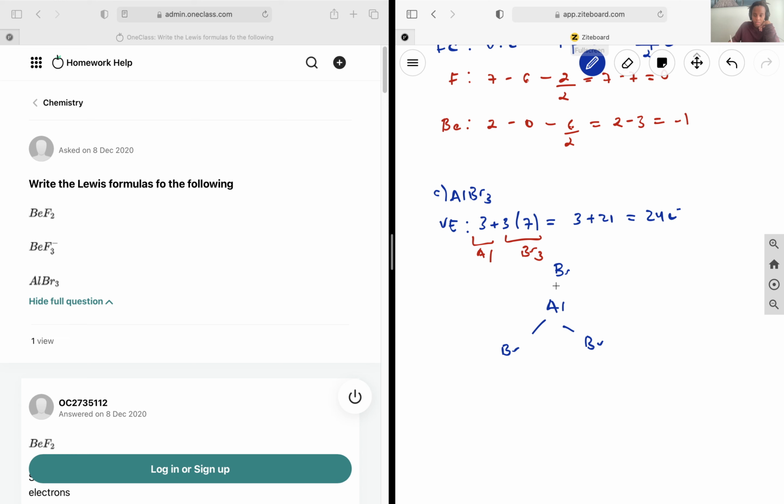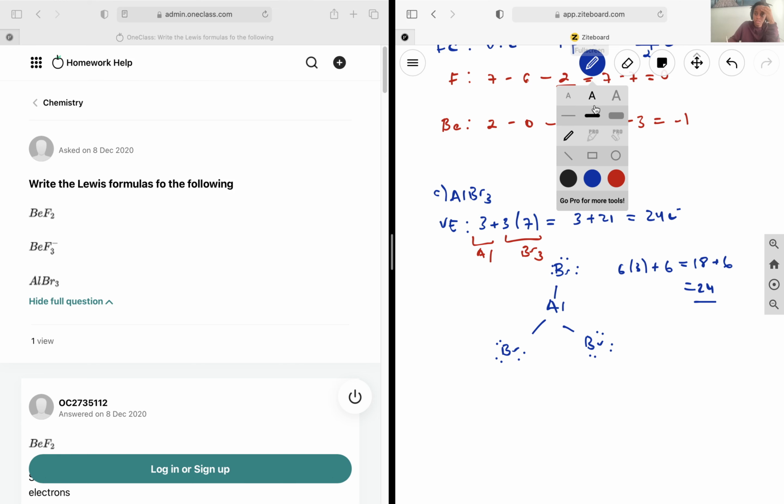And start with 1 bond on each and filling in the octets of our halogens. Okay, count our valence electrons. We will have 6 by 3 plus 2, 4, 6, 6. That is going to give us 18 plus 6, which again will give us the necessary 24. And so again, this will be allowed because aluminum will have an underfilled octet.